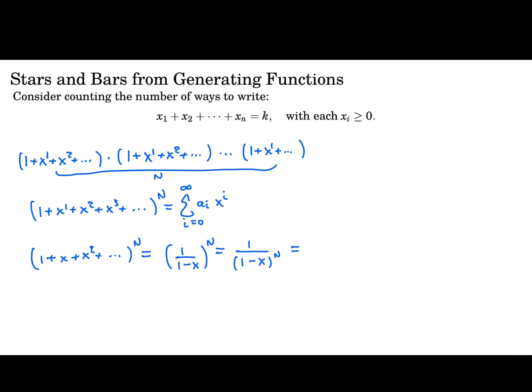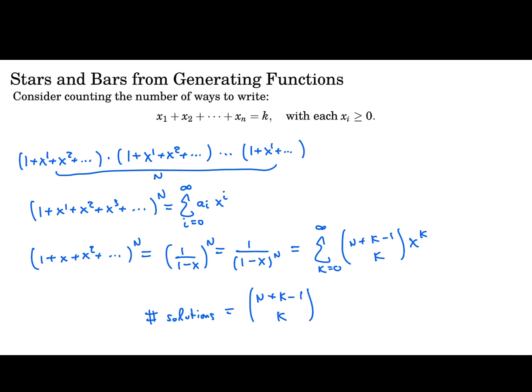And so this is just going to be the summation, k equal to 0 to infinity, of n plus k minus 1 choose k, x to the k, which means that our number of solutions is just going to be equal to n plus k minus 1 choose k. So this is another way of solving this problem.